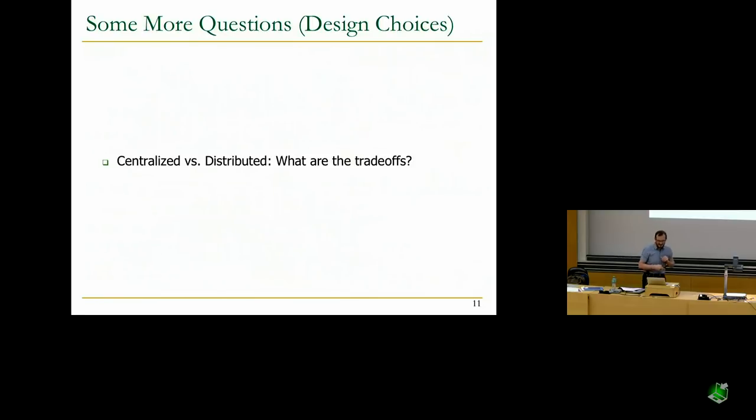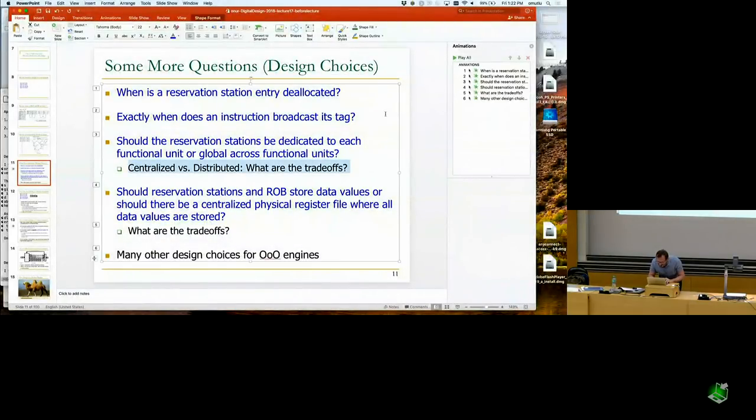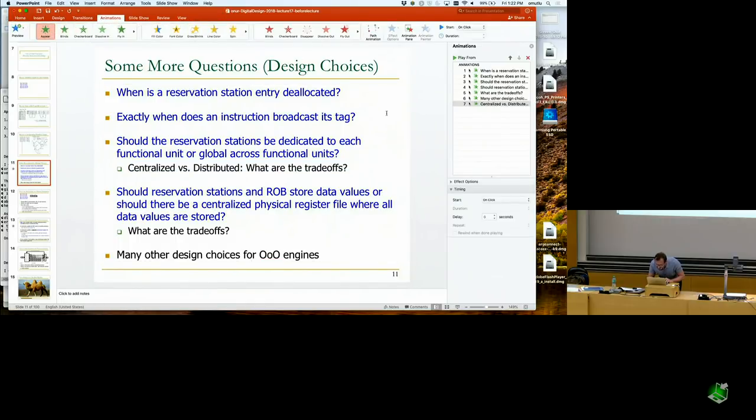Oh, wow, what is this? This doesn't look good. Okay, let's do this first. You can ignore this one. So when is a reservation station entry deallocated? Actually, I'll fix it because I don't like it. You can take a mini break, if you will. Now you're seeing the entire slide, so that's okay. So I make it appear. And now I wish it automatically reordered these things, but apparently it doesn't.